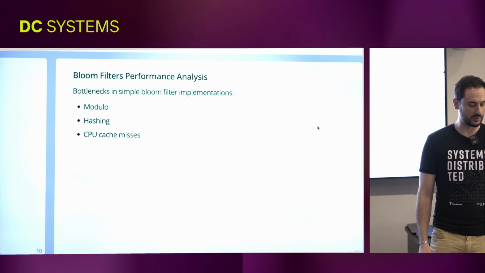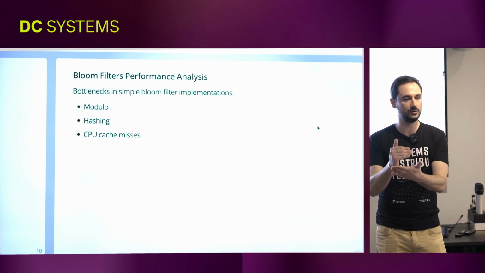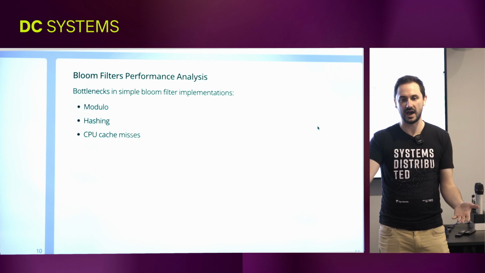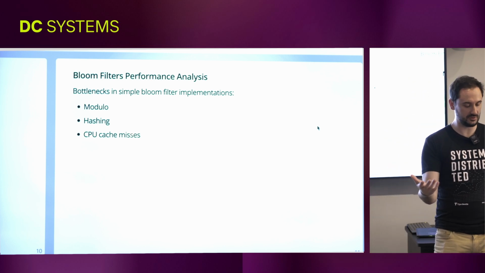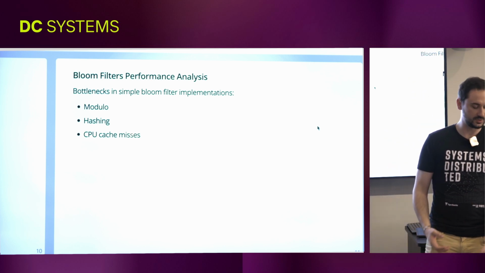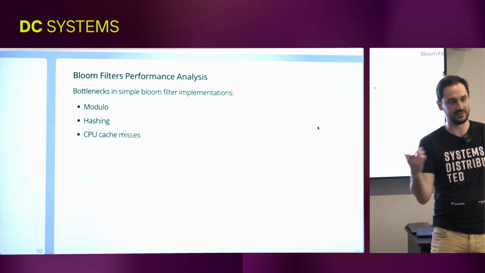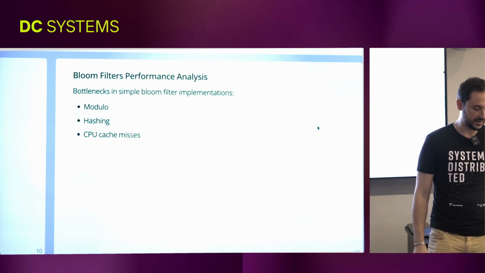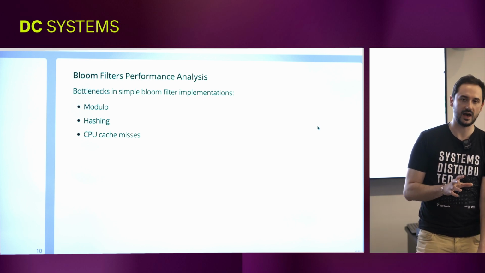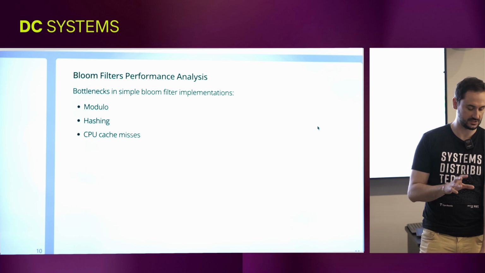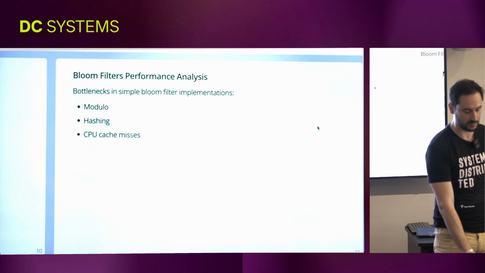Second problem that we run into in terms of performance is hashing. Like I was saying, the first step is hashing the value. If you want to write 10 bits to the filter, you need to hash the value 10 times with 10 different hashing functions. So this can become very costly, especially when you're writing 1 million records per second. A lot of your time is spent hashing values and then performing modulo operations. And then the last one is more subtle, but it has to do with how CPU caches work and where the bits are being written in memory.